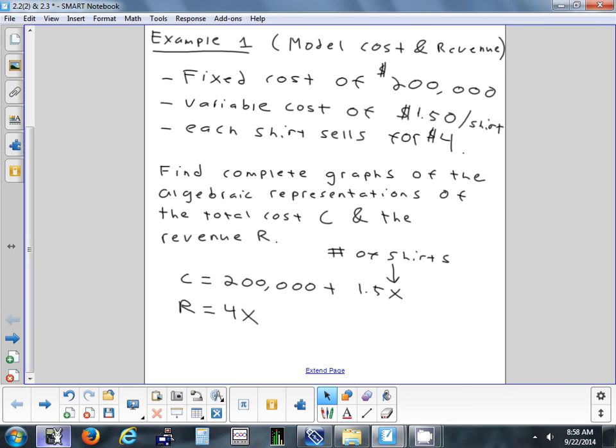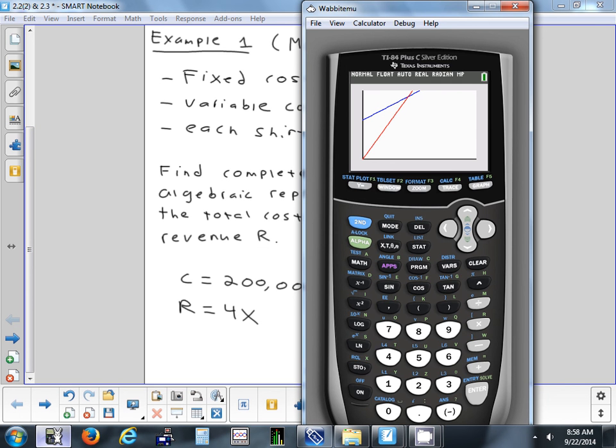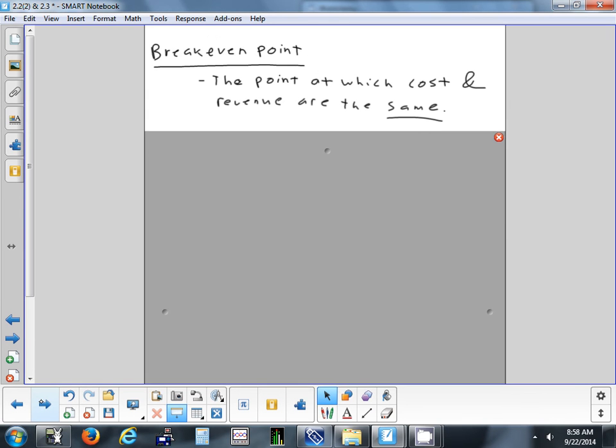Okay, does anybody know what that's called? Or what's going to happen where the cost and the revenue cross each other? Yeah? That's where they would break even. Right, so you're going to break even. That's basically where you've now made enough shirts that your cost and your revenue are the same. After the break-even point, what happens? Yeah? You make money? Yeah, you start making money. Right? Okay, and as somebody said earlier, that's called the break-even point. It's the point at which the cost and the revenue are the same.